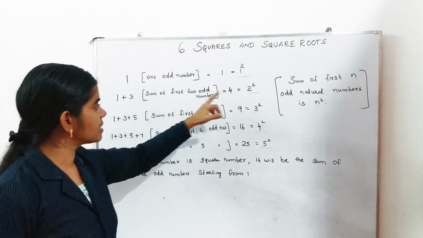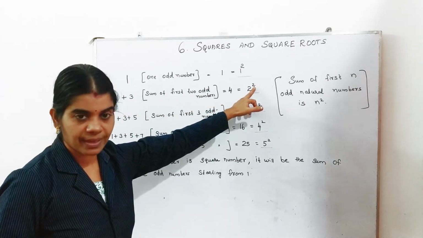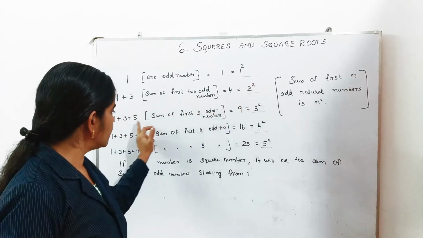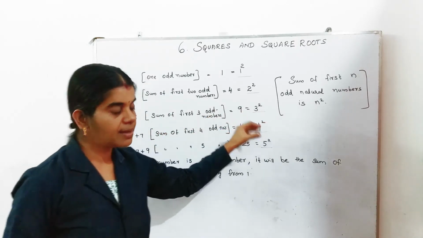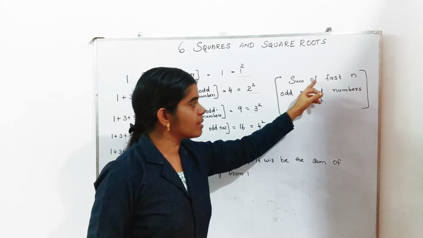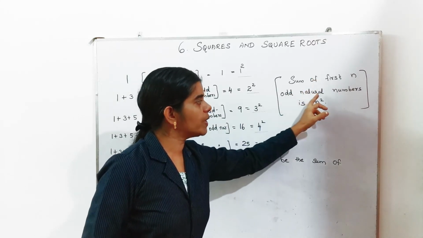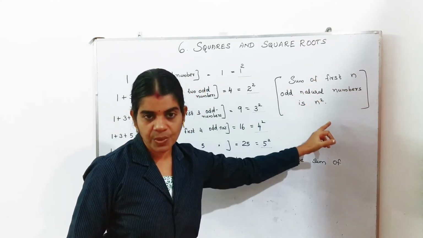Here 2 odd numbers are there, and you have taken 2 square. Like that, here 3 odd numbers we are taking, that you have taken as 3 square. Generally, we can say that the sum of first n odd natural numbers is n square.